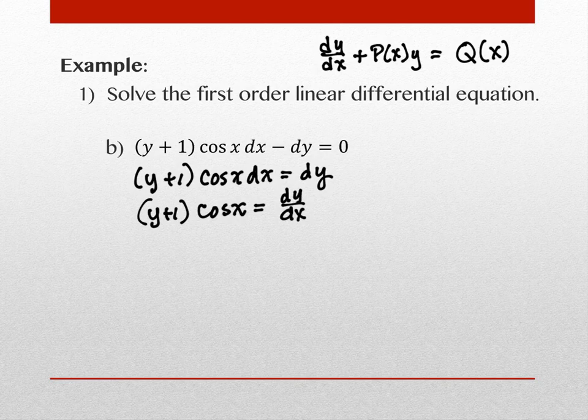I think you mean FOIL or distribute, right? Distribute it out. I agree. I think distributing this out at this point would be a good plan. So we can distribute the cosine of x through to the y and the 1. So I have y cosine of x plus cosine of x equals dy dx. We are getting really close to it being in the right form.